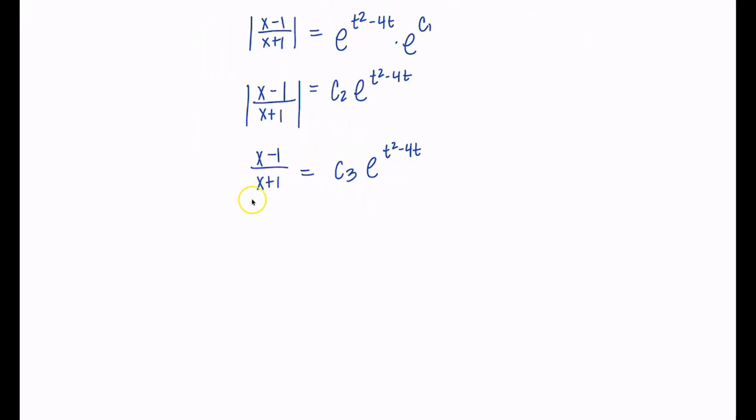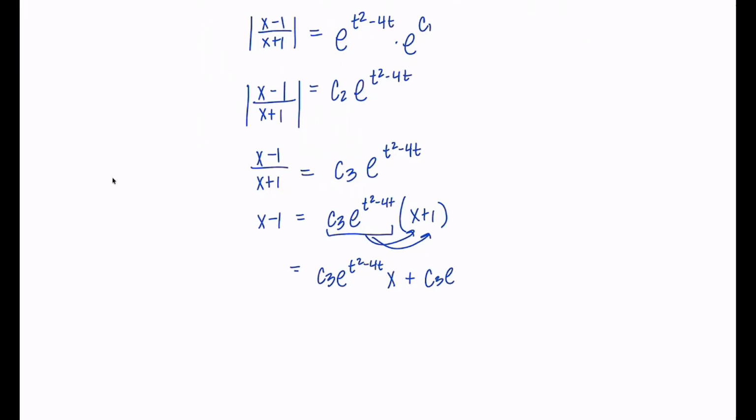And now I want to solve for x. So what we're going to do to solve for x is multiply the x plus 1 to the other side. So I have x minus 1 is equal to c3 e to the t squared minus 4t times x plus 1. And so this is all one thing right here. It's going to distribute to both terms. So we'll have c3 e to the t squared minus 4t x, and then just plus c3 e to the t squared minus 4t is equal to x minus 1.